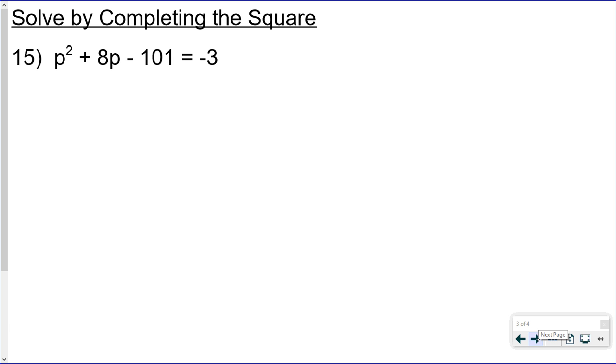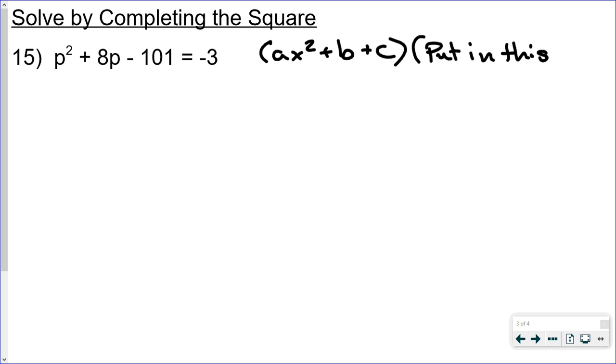All right. The next one is completing the square. So when you're completing the square, it needs to be in the format ax squared plus bx plus c. So put it in this form. So that means I'm going to add 101 to both sides. So plus 101, plus 101.